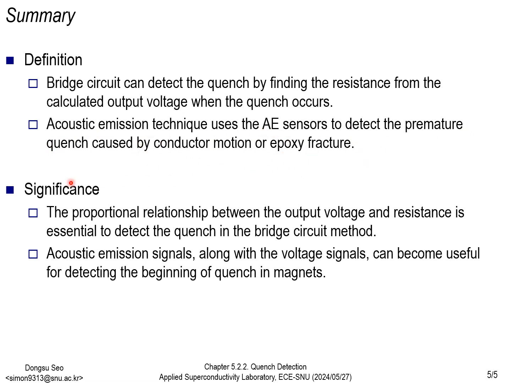The significant part is that the proportional relationship between the output voltage and resistance of the bridge circuit method is critical to detecting the quench. Also, using acoustic emission signals with voltage signals may become a helpful detection method to detect the pre-symptom of quench in magnets.